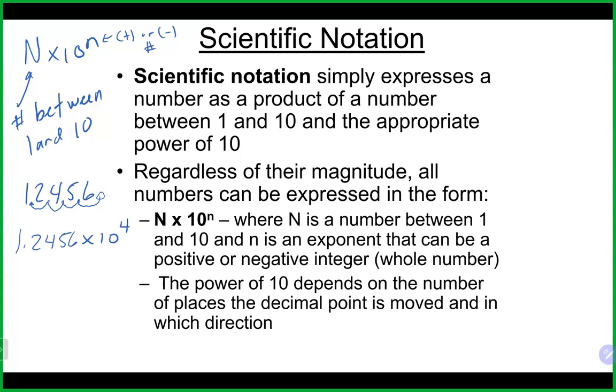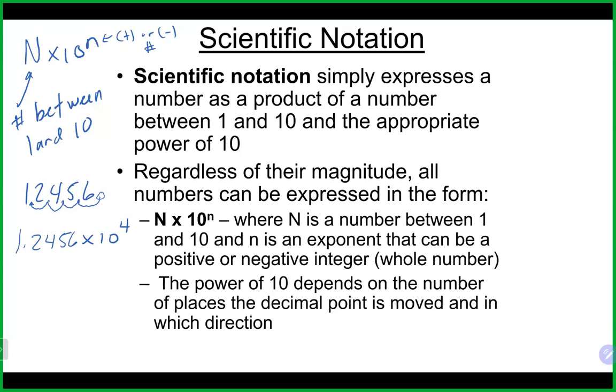It is a positive number because I moved the decimal place to the left. Or if you want to remember it, maybe an easier way is the big numbers are positive exponents. So anything kind of above 1 is a positive exponent. Anything less than that is kind of a negative exponent, basically.